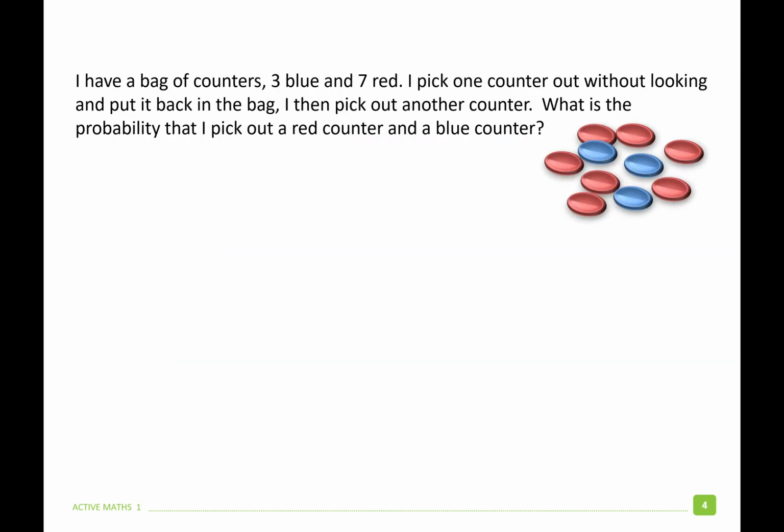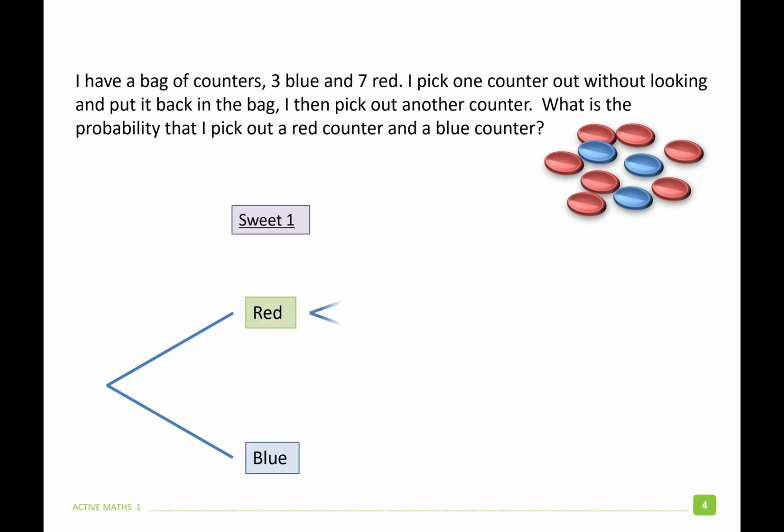Let's look at another example for tree diagrams. I have a bag of counters, 3 blue and 7 red. I pick a counter out and then put it back into the bag. I then pick a second counter. What are all of the possible outcomes? So, the first time I pick a counter, I have two possible outcomes: red or blue.